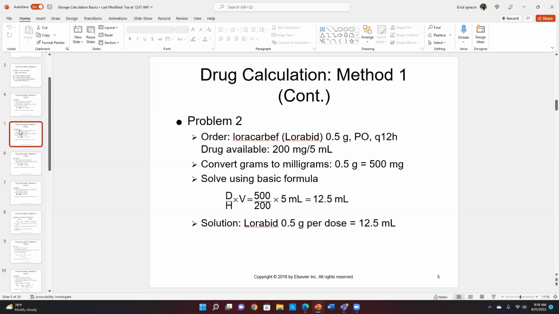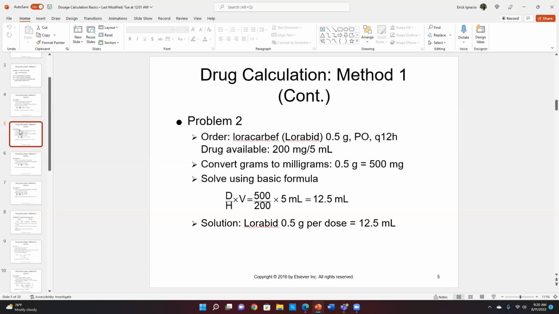So remember, the formula is D over H times V. The desired is 500 milligrams because we converted those grams, remember. And then what's on the label is the H, 200 milligrams, and the vehicle is going to be in 5 mLs. So that's why 5 mLs are there. When we divide 500 by 200 and multiply it by 5, we get 12.5 mLs. So the answer is going to be 12.5 mLs.